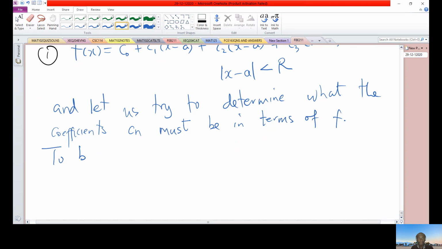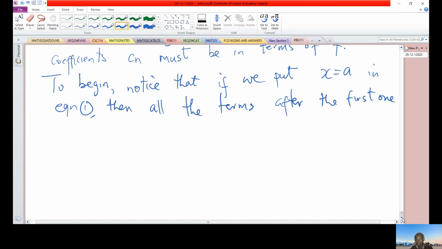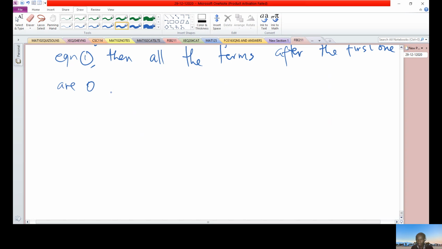So to begin with, notice that if we put x equals a in equation 1, then all the terms after the first one are 0, and we get f of a equals c naught.